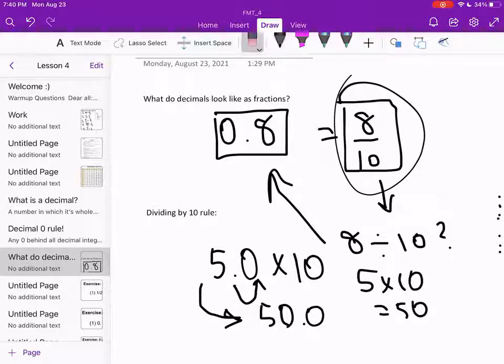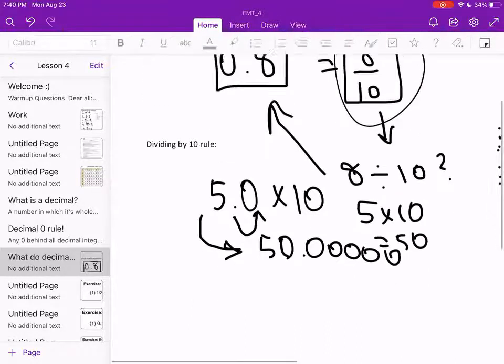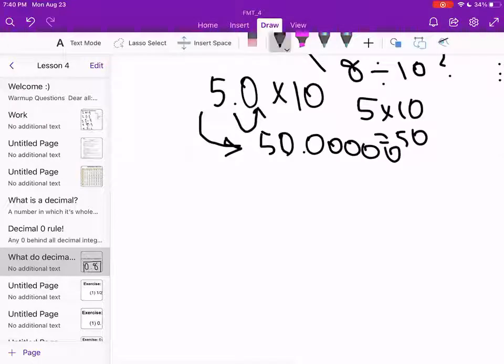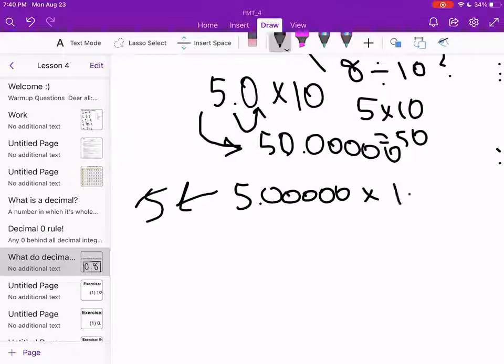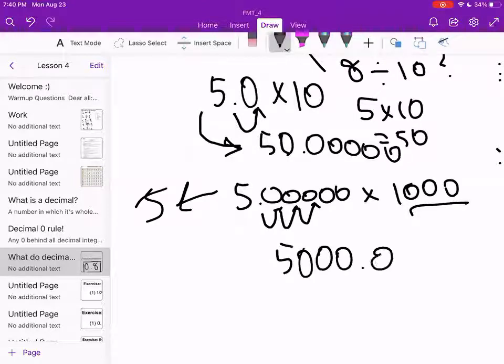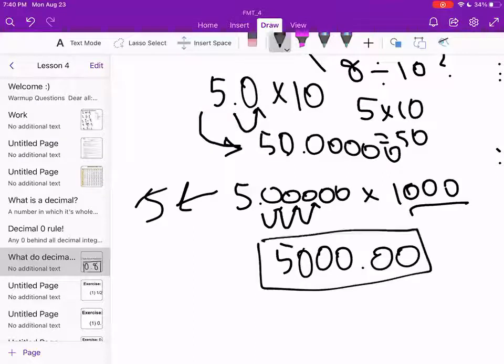And remember, since it's after an integer value, we can have an infinite number of zeros. So similarly to that, if I take 5.000, this is still 5, by the way, and multiply that by 1,000, I look at the zeros. I have 3 zeros, so that means I'm jumping 3 tens. So then the decimal goes 1, 2, 3. It lands right there. So I get 5,000. Notice how the decimal moved from this position to here.